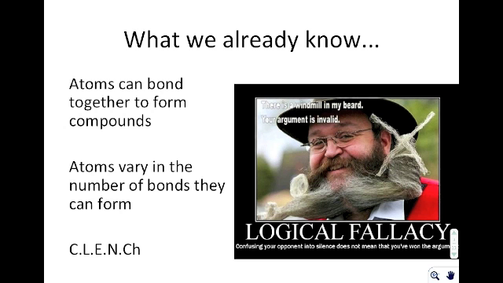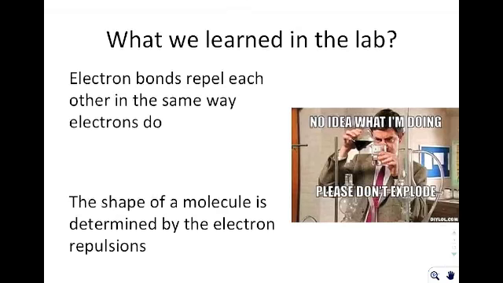Now we talked about ionic compounds in Unit 5, but in this one we've been talking specifically about covalent compounds, where electrons are shared in what we call bonds. Atoms can vary in the number of bonds they can form, and we know that we have Coulomb's law and effective nuclear charge, which we talked about earlier this year. But with those things in mind, what we learned in the lab is that electron bonds repel each other in the same way that electrons do.